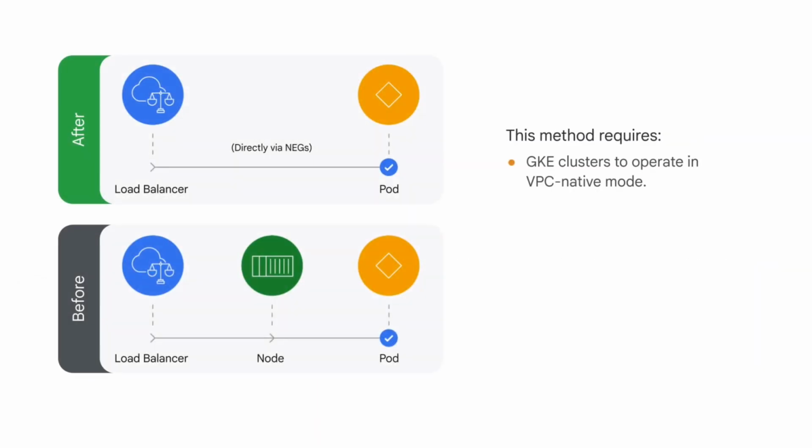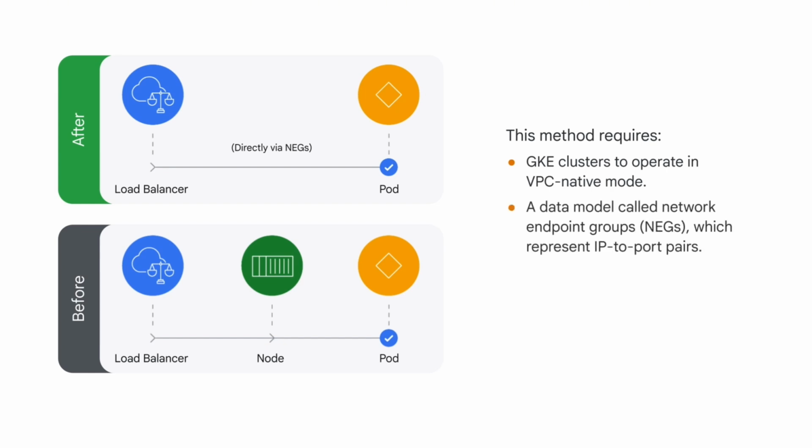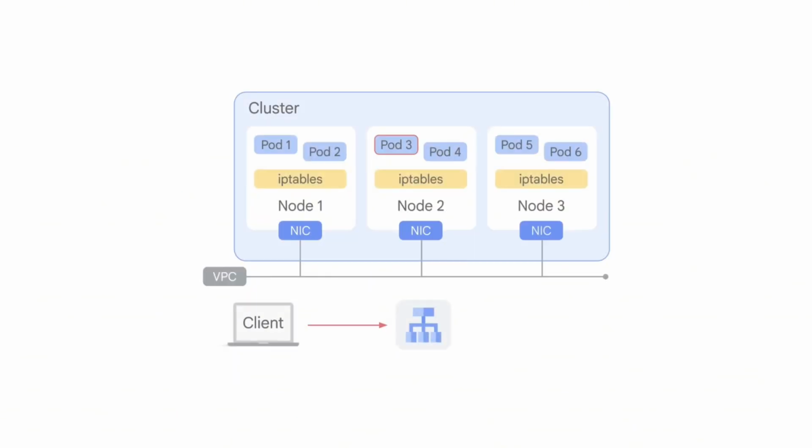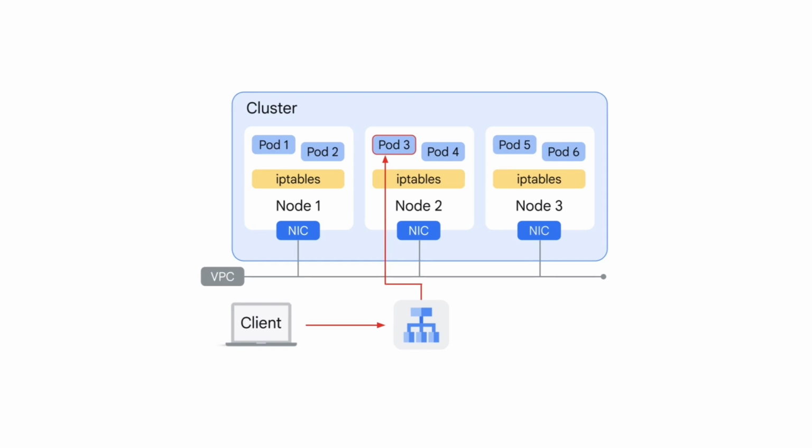This method requires GKE clusters to operate in VPC native mode, and it relies on a data model called network endpoint groups. Network endpoint groups represent IP to port pairs, which means that pods can simply be just another endpoint within the group, equal in standing to Compute Engine VMs. Every connection is made directly between the load balancer and the intended pod. For example, traffic intended for pod 3 will be routed directly from the load balancer to the IP address of pod 3 using a network endpoint group.